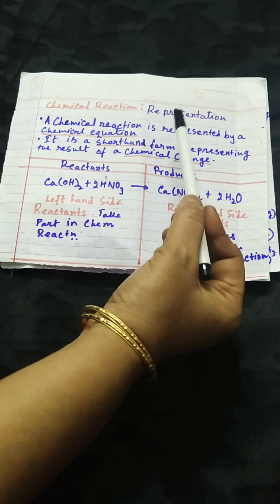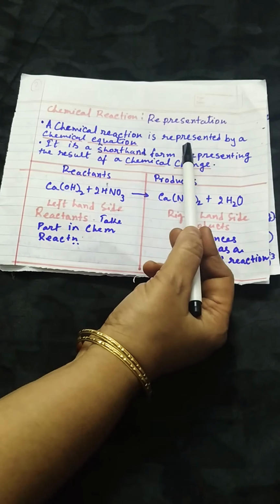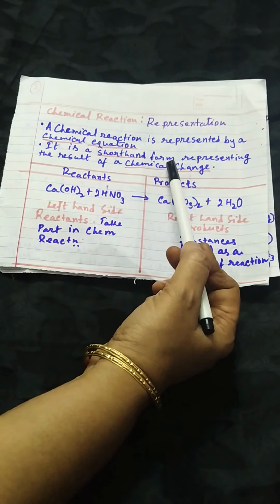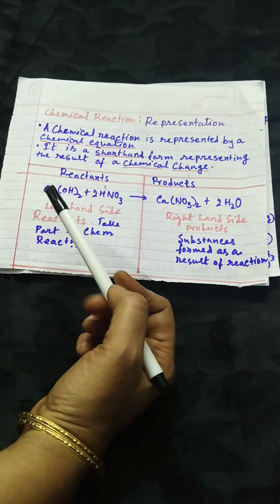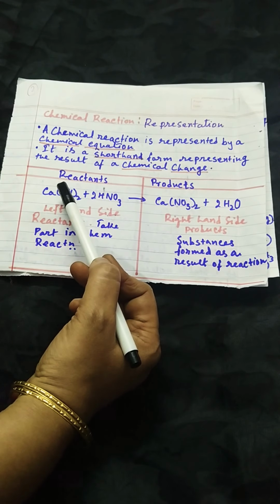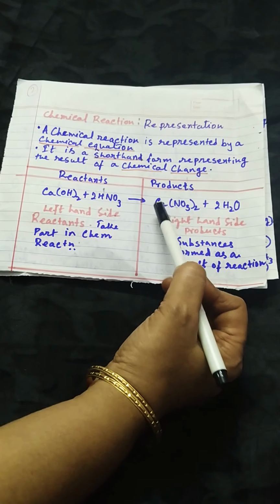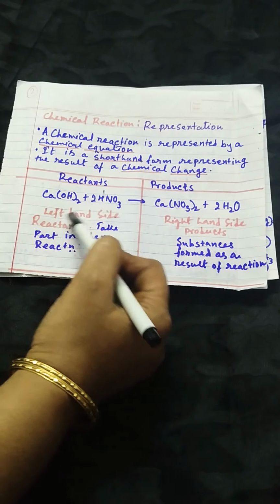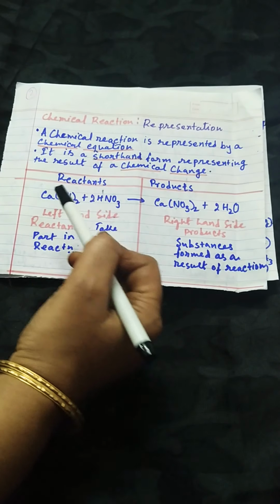Now, how are chemical reactions represented? A chemical reaction is represented by a chemical equation. It is a shorthand form of representing the result of a chemical change. As you know, whenever calcium hydroxide reacts with nitric acid, we'll get calcium nitrate, a salt, and water. One base and one acid react together to give us a salt and water.